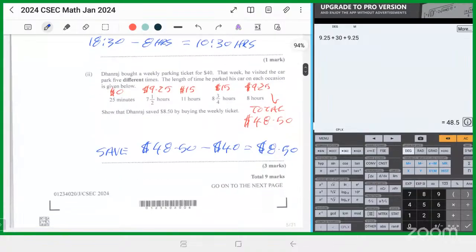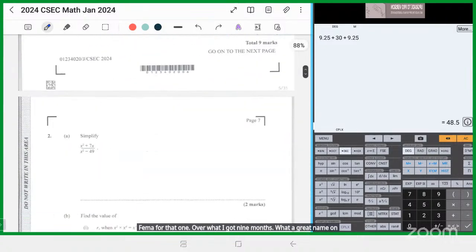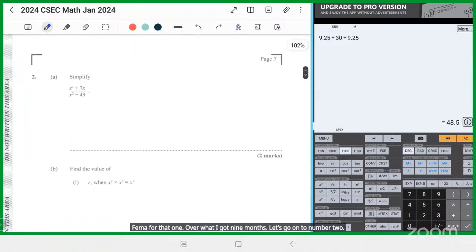3 marks for that one. Everybody got 9 marks on this question. Good. Let's go on to number 2. I don't think I need a calculator.